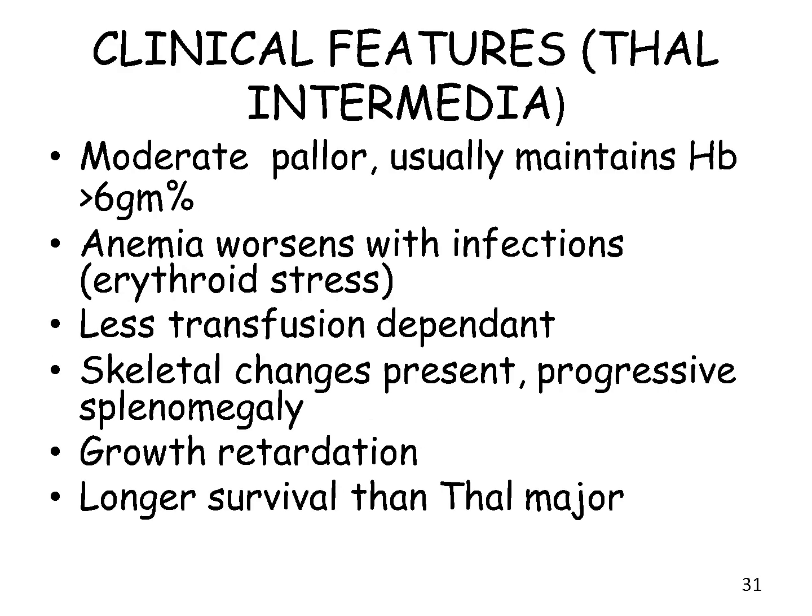In thalassemia intermedia, there will be moderate pallor, usually maintaining hemoglobin more than 6 gram percent. Anemia worsens with infections. It is less transfusion dependent, and there will be skeletal changes and progressive splenomegaly. There will be growth retardation. The survival of thalassemia intermedia will be more than thalassemia major.